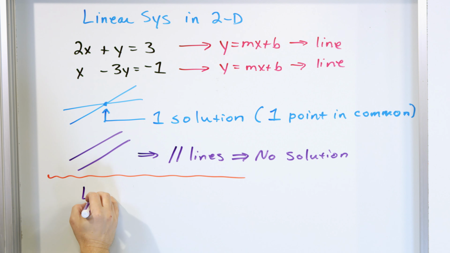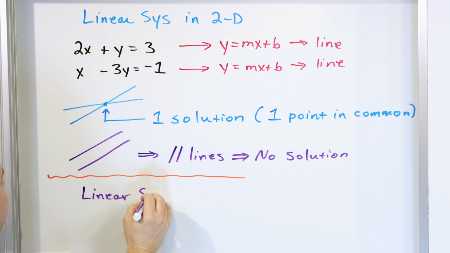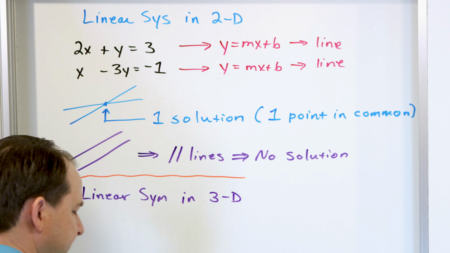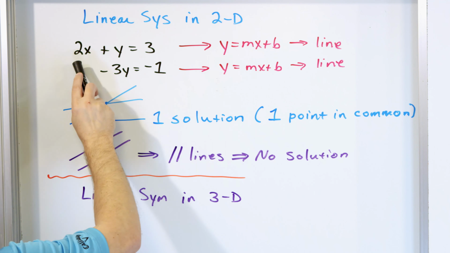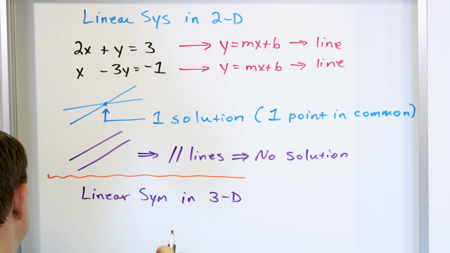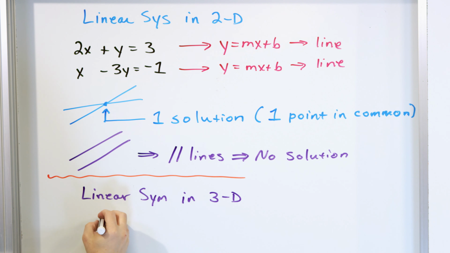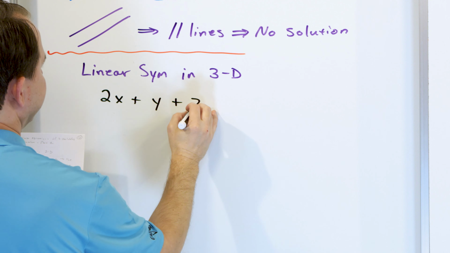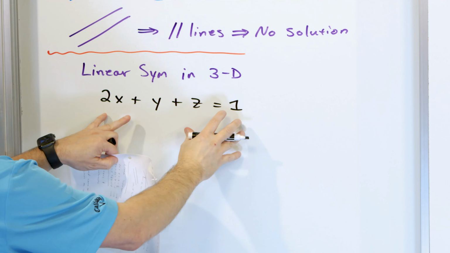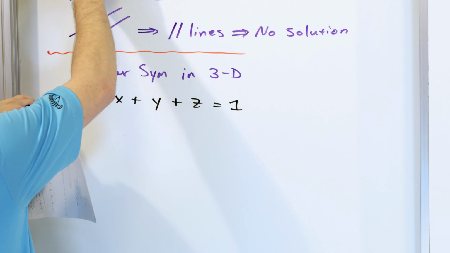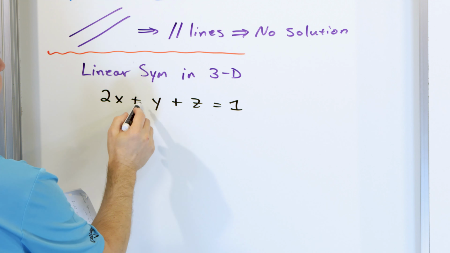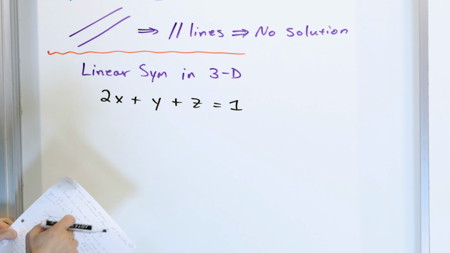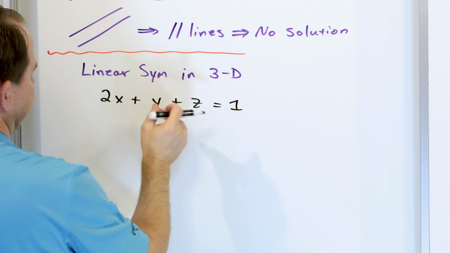What if we have a linear system of equations in three dimensions? What does that look like? Well, up here we had something times x plus something times y is equal to a number for all of those. So here we might have a system that looks like this. 2x plus y plus z is equal to a number. Notice the form of this equation is exactly the same as the form of this one. It's something times x plus something times y plus now we have something new, something times z is equal to a number. It's exactly the same form. It just has a new variable in it.